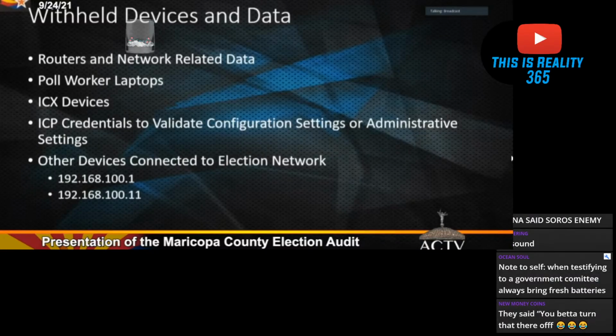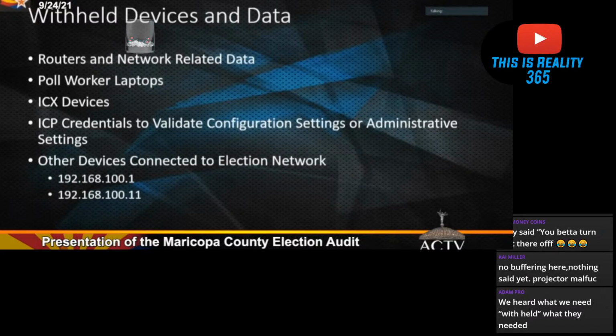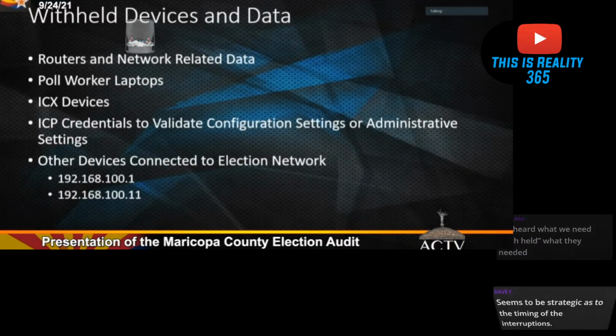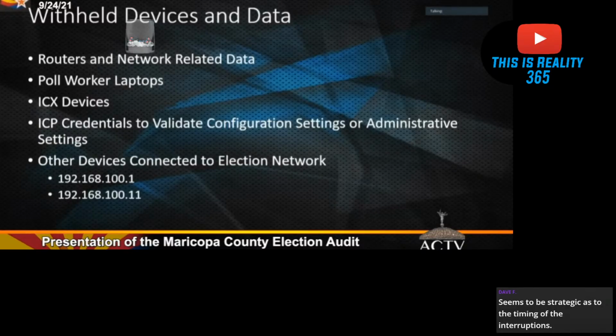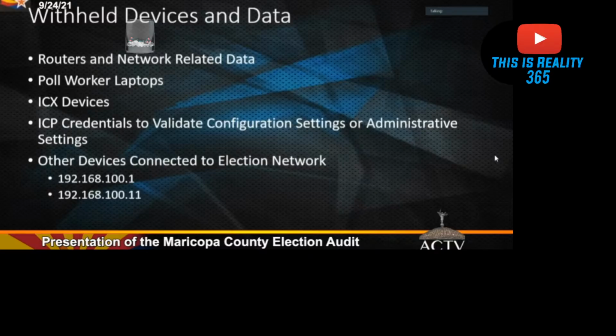We were not provided the poll worker laptops. Now, these are the laptops that poll workers use at each precinct to validate the voters and to interact with election-related functions at that particular precinct. We were not provided any of the ICX devices. The ICX devices are used for handicapped and other graphically required interfaces with the voting systems. We know that the county had a number of these based on the historical video from the MTech, but we were not provided any of those.